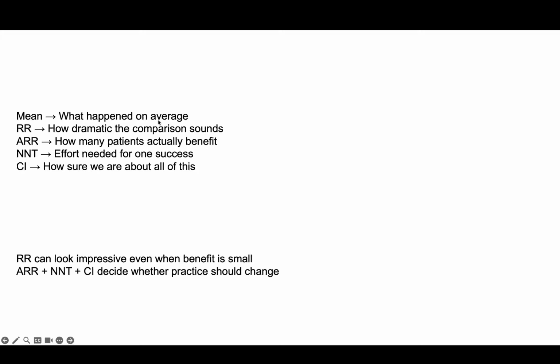Mean is what happens on an average. Relative risk is how dramatic the comparison sounds. Absolute risk reduction is how many patients actually benefit. Number needed to treat is the effort needed for one success. And confidence interval is how sure we are about this. So if relative risk alone is there, it can look impressive even when the benefit is small. But when absolute risk reduction, number needed to treat, and confidence intervals are mentioned, these three decide whether the practice should change. That is why you need to know about these parameters.